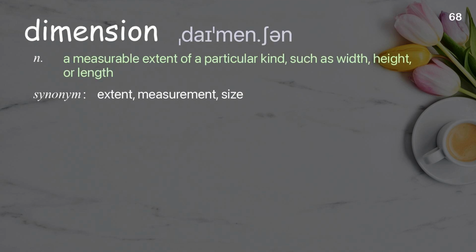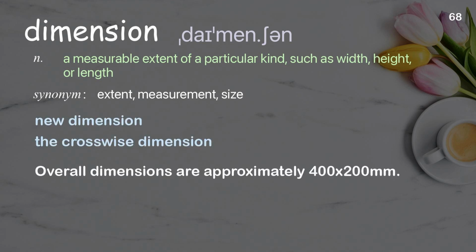Dimension. A measurable extent of a particular kind, such as width, height, or length. Examples: new dimension, the crosswise dimension. Overall dimensions are approximately 400 by 200 millimeters.